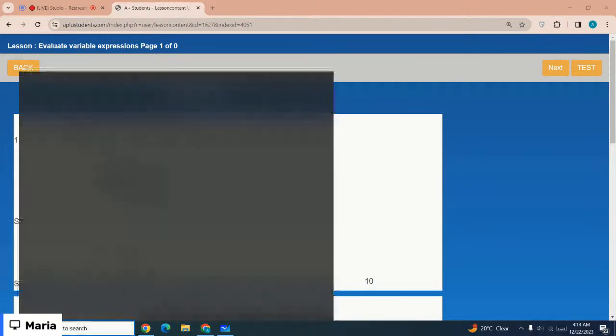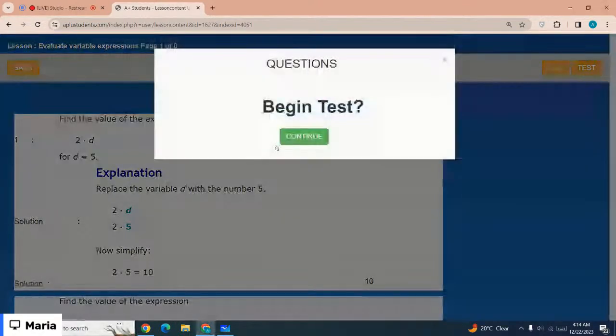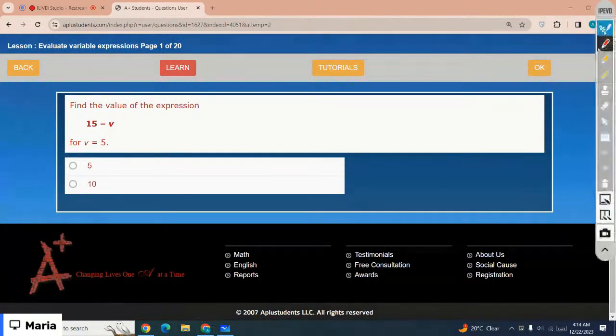Let's just start with the test questions. Find the value of the expression 15 minus V for V equals 5. The expression is 15 minus V, and you have to evaluate for V equals 5. So simply replace the V with the value. The value of V is 5, so that would be 15 minus 5, and 15 minus 5 equals 10. Yes, the correct option is 10. Option number 2 is the correct option.